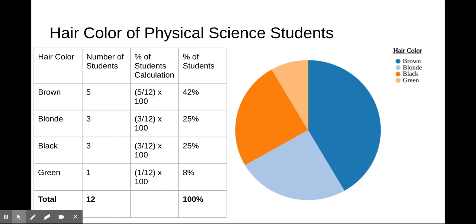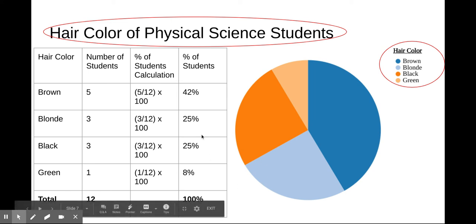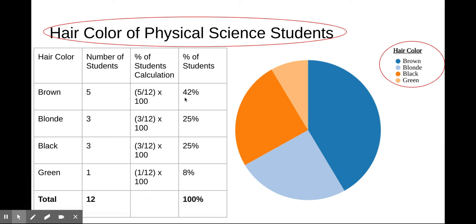So we can display that data in a pie chart. And what you will notice is the pie chart still has a title that describes what we're looking at. So we're looking at the hair color of physical science students. And it has a key to show us what color represents what hair color. So by looking at this pie chart, we can see the biggest slice is people with brown hair, and that's 42%. So 42% is just a little below half. Half is 50%. And so we can see that this slice takes up almost half of the circle.